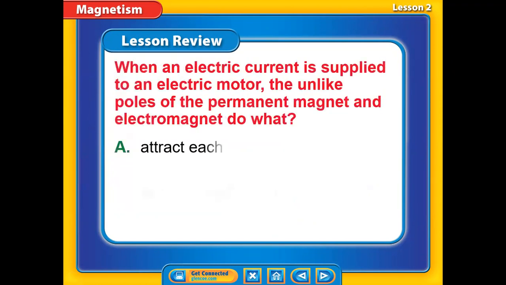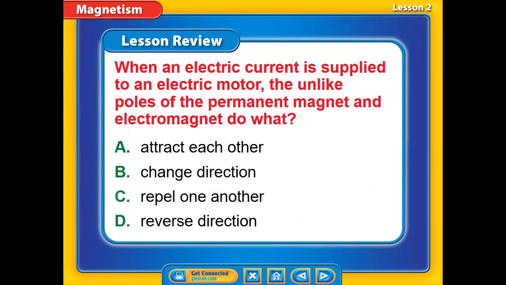And finally here we have this question: when an electric current is supplied to an electric motor, the unlike poles of the permanent magnet and the electromagnet do what? So they are going to attract each other. So here, that's our lesson, or the last part of this lesson.